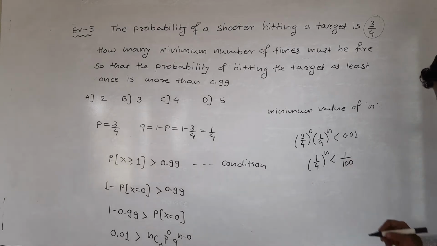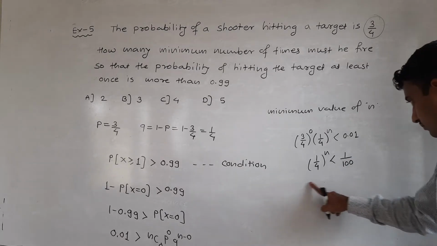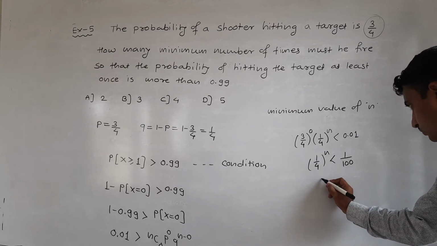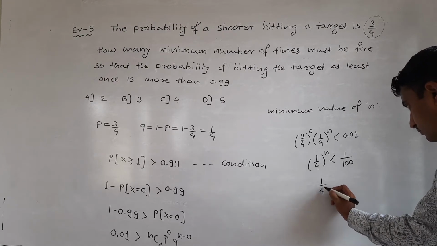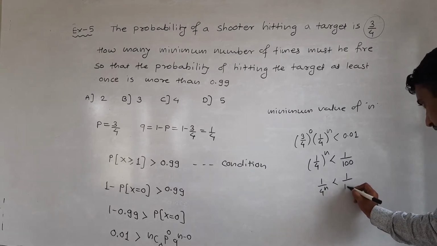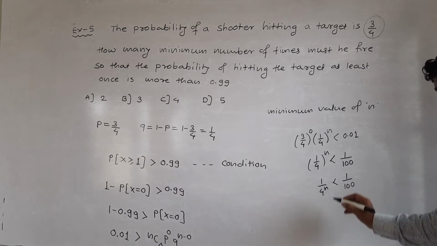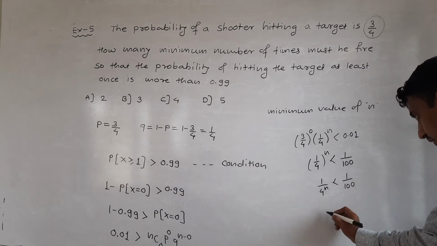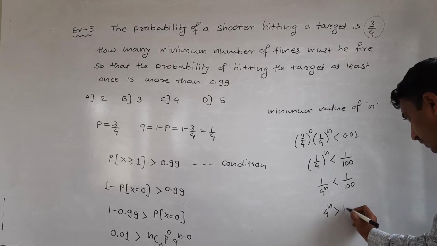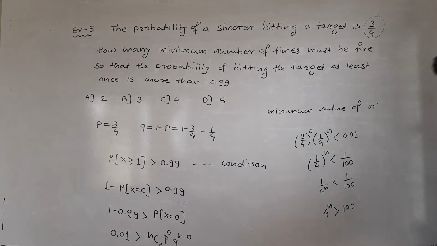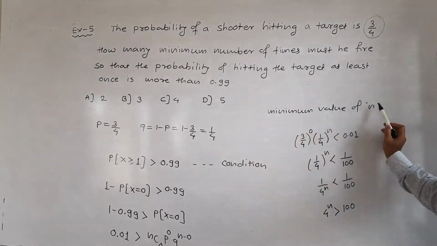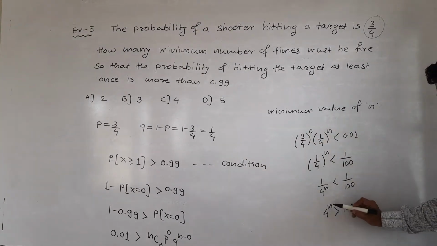1/4 raised to n is less than 1/100. Taking the reverse of this, 4 raised to n is greater than 100. Now what is our aim? Our aim is to find the minimum value of n.